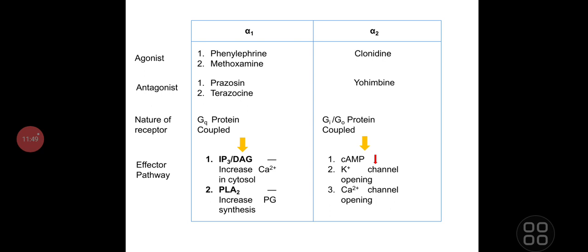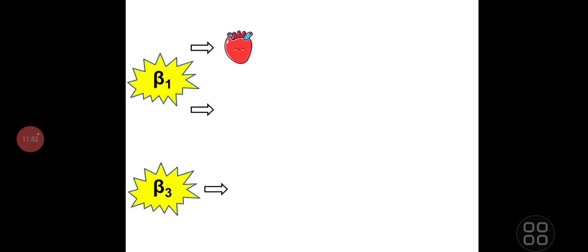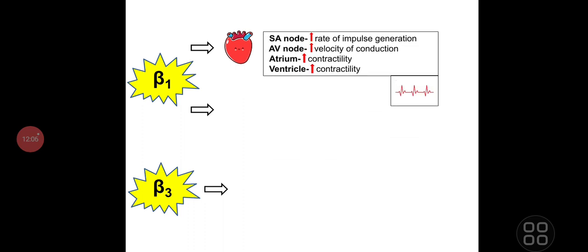Now we are discussing the location and effects of beta receptors. Beta receptors are basically known as the cardiac receptors, because beta 1 receptors are responsible for the activity of heart functioning. Here, as you can see, in the SA node it increases the rate of impulse generation, in the AV node it increases velocity of conduction, in the atrium it increases contractility, and in the ventricle it increases contractility. So ultimately it increases the functioning of the heart.